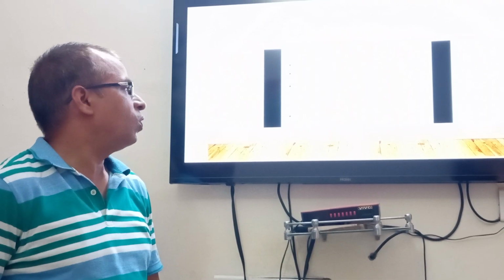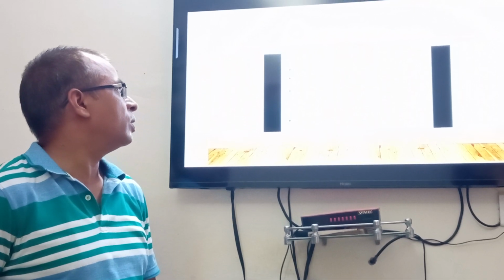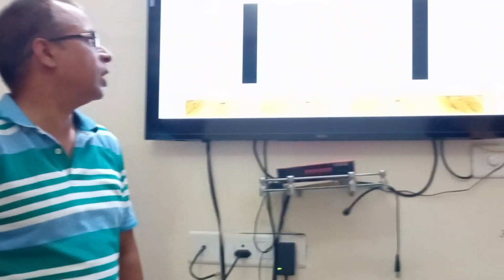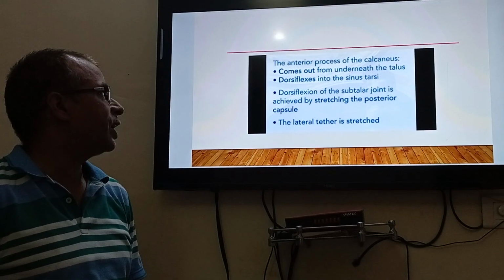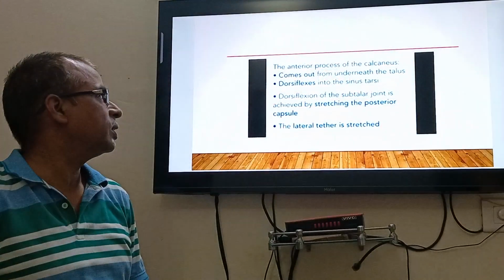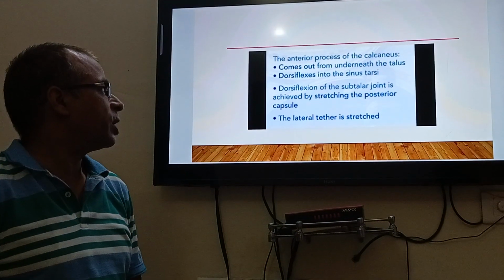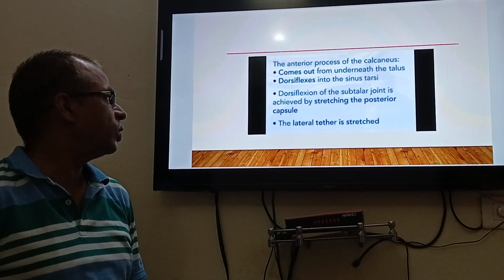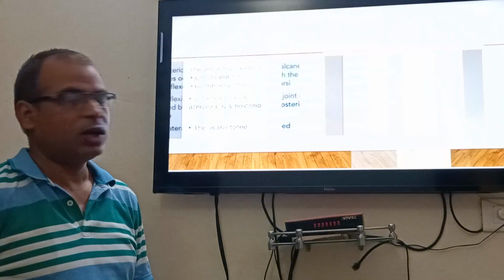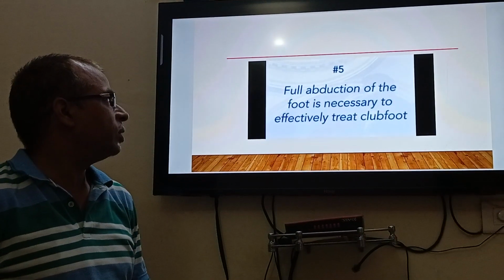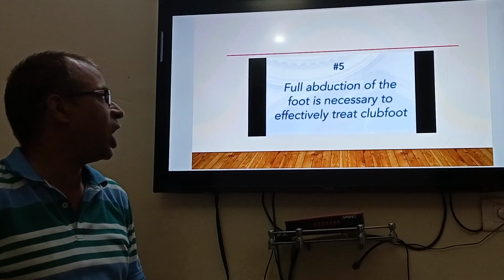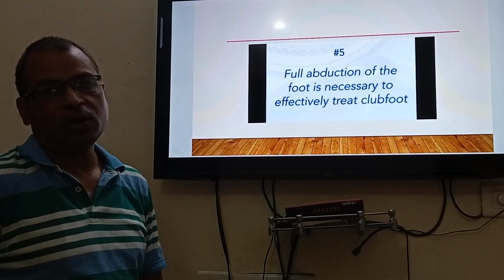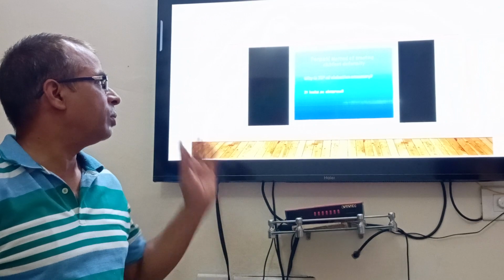So with this full abduction of the foot, the anterior process of the calcaneus comes out from underneath the talus and it dorsiflexes into the sinus tarsi, and dorsiflexion of the subtalar joint is achieved by stretching the posterior capsule, and the lateral tether is stretched. So this is the fifth principle: full abduction of the foot is necessary to effectively treat the clubfoot. These are the main principles.